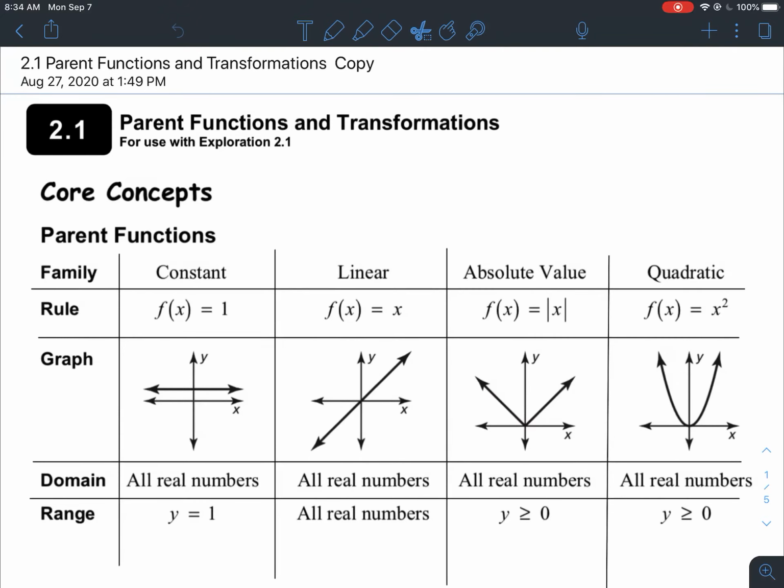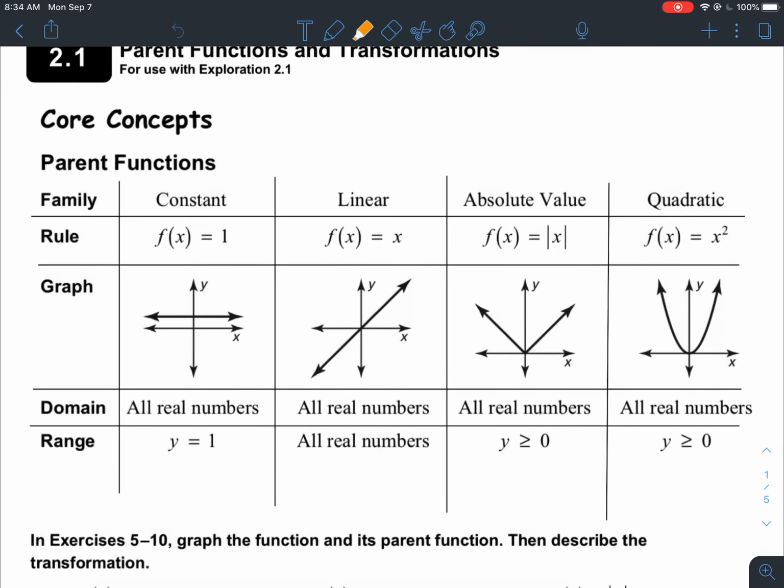Alright guys, so we're starting the second part of Unit 2 today. That's 2.1 and 2.2. We're just going to briefly touch on 2.1. We're not really going to spend too much time covering it because the concepts are fairly simple and should be fairly easy for you guys. But as you see here, it has a table of different functions.